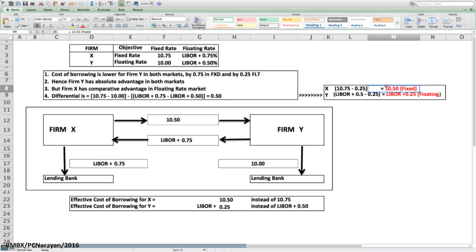Now let's look at what the cash flows are like for firm Y. It is receiving 10.5% from firm X. It is paying 10% to the bank. So it is in the money by 0.5%. 10.5 minus 10 would give you 0.5. It is also paying LIBOR plus 0.75 to firm X. So the net cost is LIBOR plus 0.75, and subtract that 0.5. So the net cost to firm Y would be LIBOR plus 0.25, which is exactly what we set out to achieve.